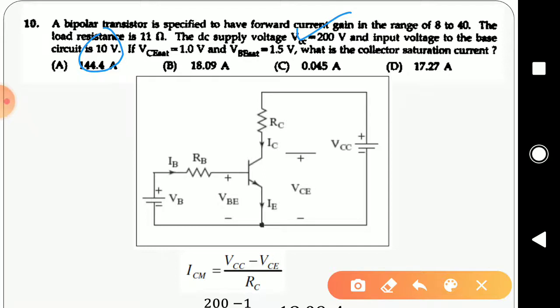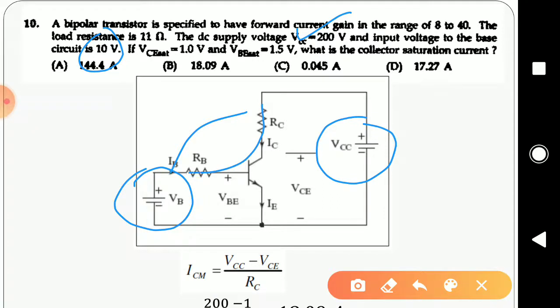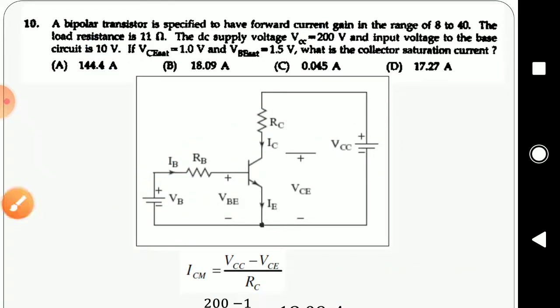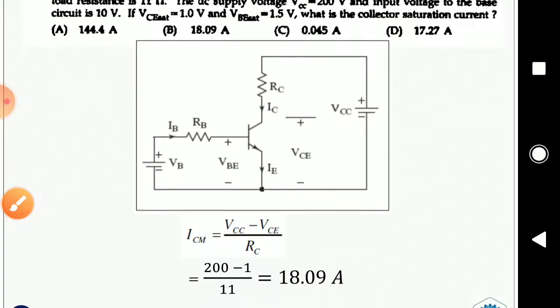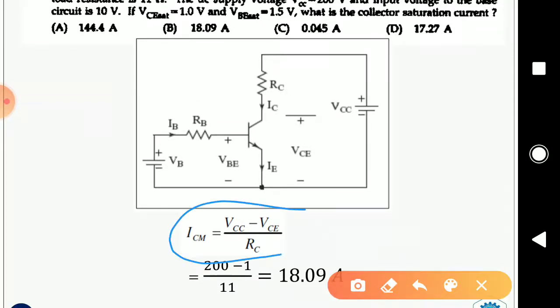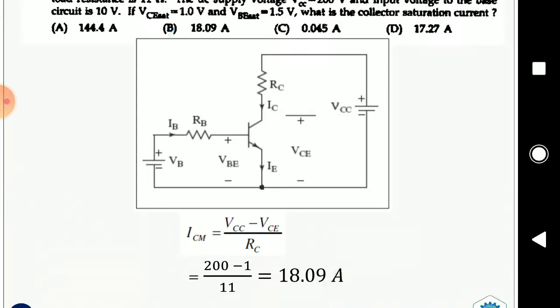Whenever VCE is greater than VBE, or whenever this voltage is greater than this voltage, at that time the collector base junction will be reverse biased, and when there is a reverse bias, no current will be flowing through this particular portion. Therefore you can write the equation for the collector saturation current as VCC minus VCE divided by the load resistance, and over here the load resistance is already given as 11 ohms. On substituting the values, you will get option B as the correct answer.